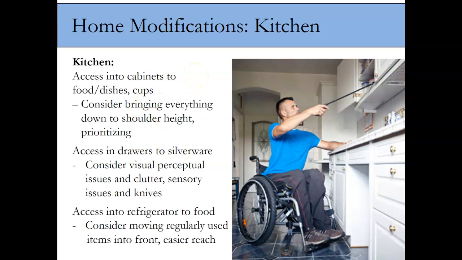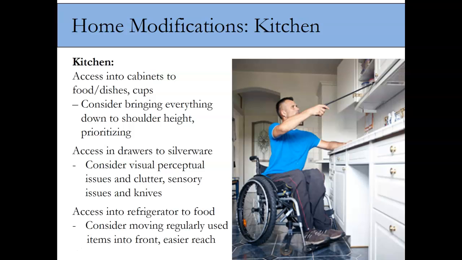Okay, now we're moving into the kitchen. Obviously, access in the kitchen is a huge deal. Bringing things down to shoulder height. OTs do simple things like that. Make it accessible. I think this was a question on one of your lab things. What things do you use every day? I want to use the cereal bowl, spoon. I make my breakfast every morning. Okay, let's put this right on the counter, so it's easily accessible.